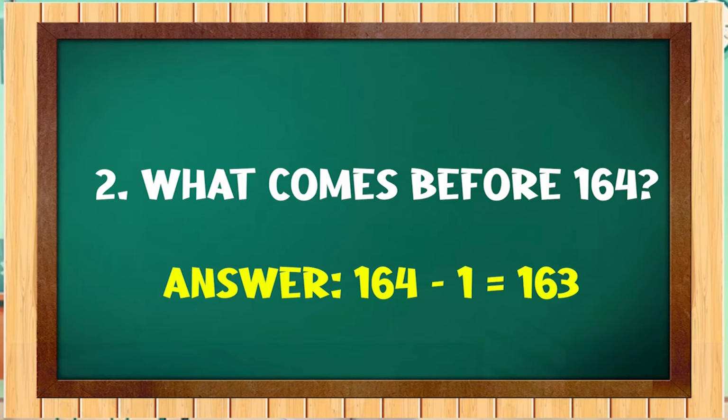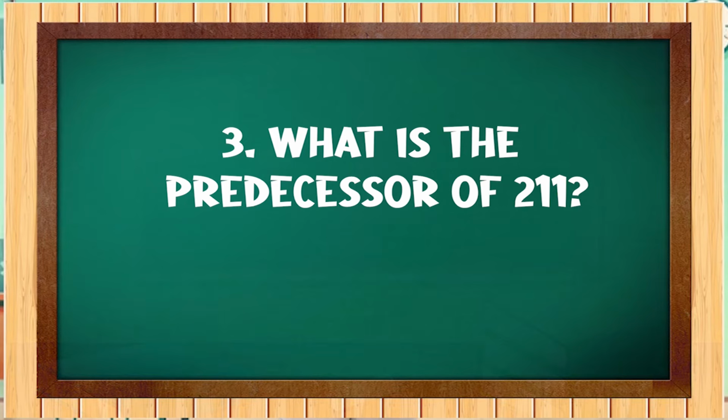Again, you subtract 1. The answer you will get is 163. So 163 comes before 164. 163 is the predecessor of 164. Try this next one. What is the predecessor of 211?